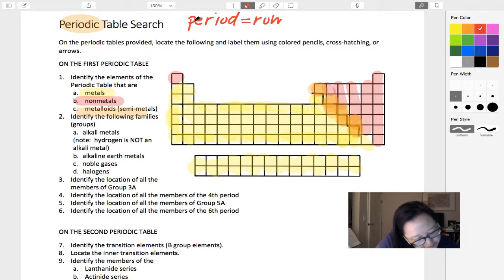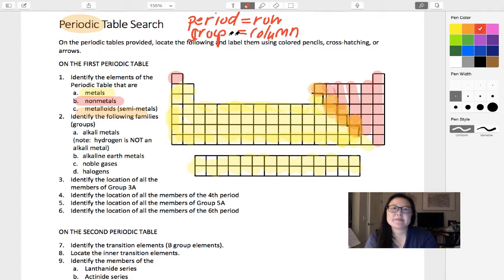And then the columns, which are important, are what we call groups. Those groups are sometimes called families because they have these similar properties. All right, so now let's take a look at some of these families or groups. The first group here is called the alkali metals. These groups are numbered from left to right, group 1, group 2, and then we skip this middle part and say group 3, group 4, group 5.